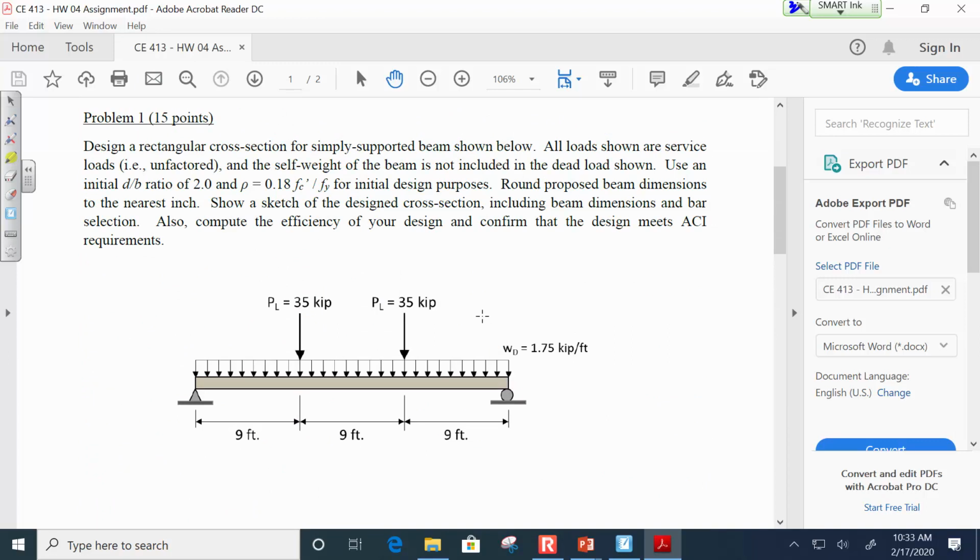I have a simply supported beam, uniformly distributed load for the dead load. You can use WL squared over 8 for the dead load. That's fine. But for the live load, if you say, well, the beam's 27 foot long and I got 70 kips on it, so 70 over 27, it doesn't work. You can't just turn this live load into a distributed load and use WL squared over 8. You won't get the same moment diagram, and if you don't get the same moment diagram, you won't get the same max moment. Does that make sense?